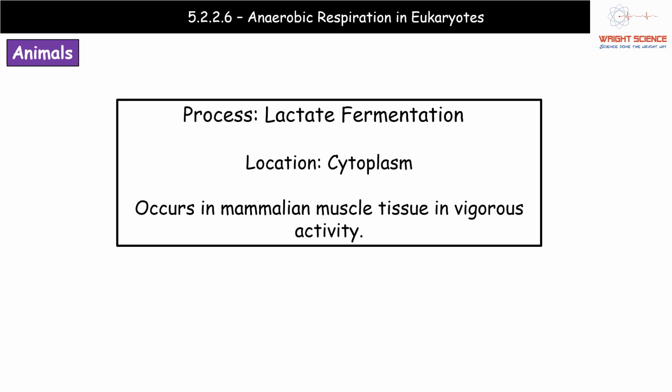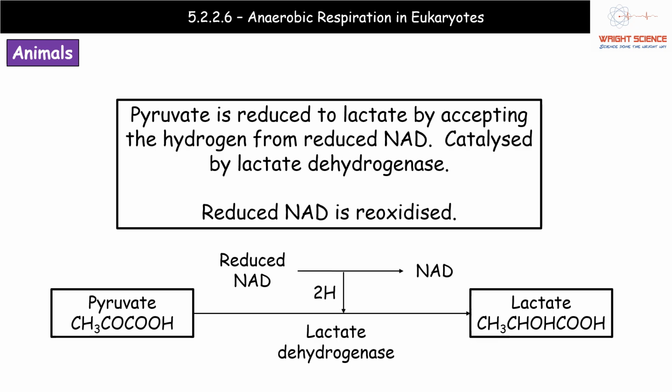If we now consider the process in animals, we're talking lactate fermentation pathway, still occurring within the cytoplasm of our cells, and we typically find this occurring within the muscle tissue during vigorous activity. So once more, we're starting with pyruvate, because remember, glycolysis has taken place in all of these cells, therefore the end product of glycolysis is pyruvate.